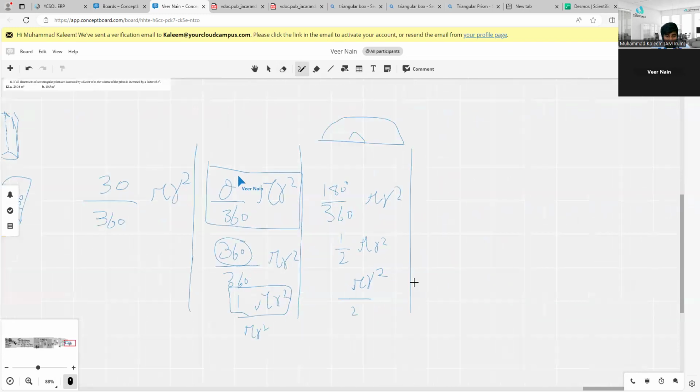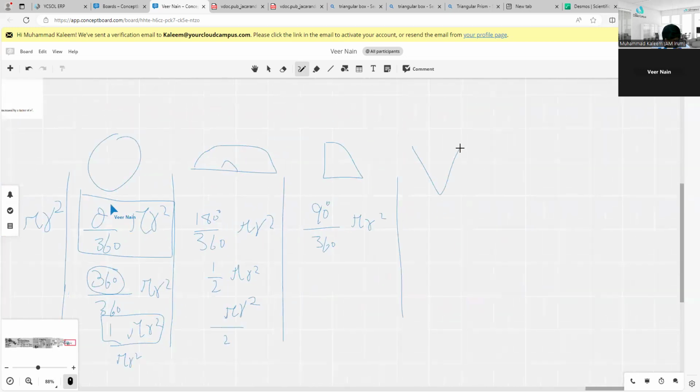Does this work for a quarter of a circle? For a quarter of a circle, what's the angle we have? We have 90 degrees. Theta will be taken as 90 degrees, divided by 360, so one quarter. I'm just replacing the value of theta in the general formula, and it works for a complete circle, for a semicircle, for a quarter of a circle. So it means this will work for a sector of a circle in which we don't have any specific partition, like we just have an angle of 30 degrees.